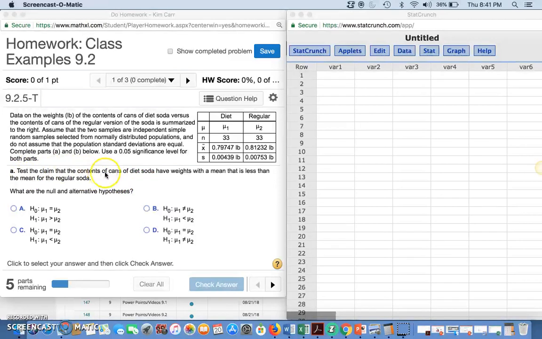Alright, it says test the claim that the contents of cans of diet soda have weights with a mean that is less than the mean of regular soda. Okay. The diet is less than the regular. That's what we want to test. So it's equal and less than.